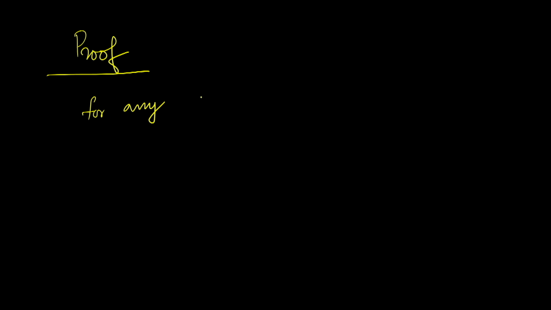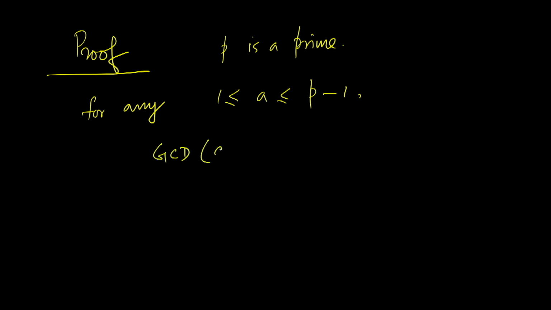For any A with A varying from 1 to P minus 1, where P is a prime, we assume that P is a prime, then for any A in the range 1 to P minus 1, GCD of A, P equal to 1. A and P do not have any common factor. A prime does not have a common factor with any positive integer less than that.